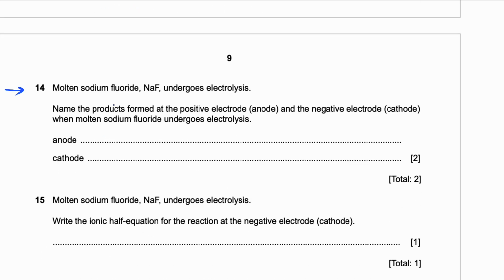Next, molten sodium fluoride, NaF, undergoes electrolysis. Name the products formed at the positive electrode anode and negative electrode cathode when molten sodium fluoride undergoes electrolysis. So here we have a molten situation, and that's the easiest one because in molten situation, cation to the cathode, anion to the anode. So at the anode, we have the anion, which is fluoride, and then it gets discharged into fluorine. And the cathode, we have sodium.